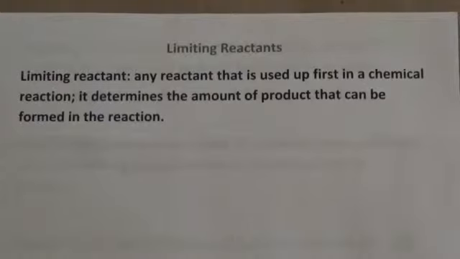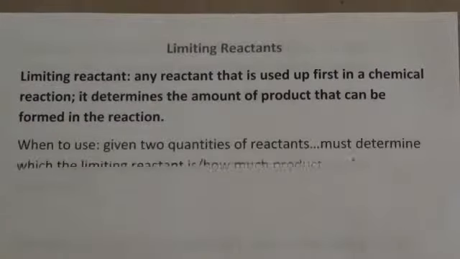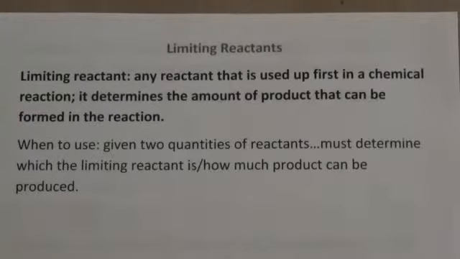So the next topic we're going to be covering is limiting reactants. So by definition, a limiting reactant is any reactant that is used up first in a chemical reaction. It determines the amount of product that can be formed in the reaction. So when you're going to want to use these procedures or techniques for your calculations is usually you'll be given 2 quantities of reactants, and then you must determine which the limiting reactant is and how much product can be produced.